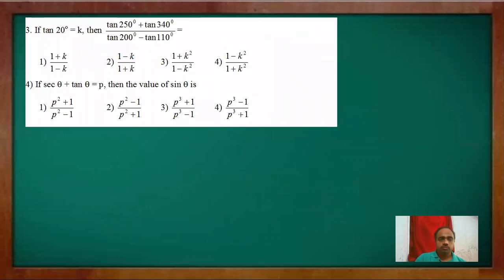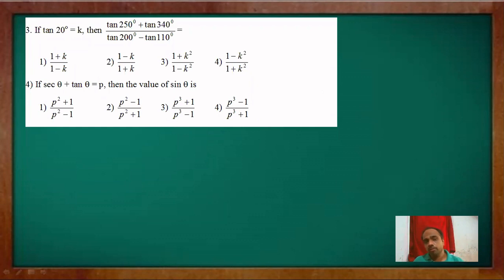Go to the next question. This is a bit tricky question. I think it has come for Karnataka CET. If tan 20 degree is equal to K, what is the value of tan 250 plus tan 340 whole divided by tan 200 minus tan 110? So here, what is the main thing? Tan 20 is given, so that you have to use.